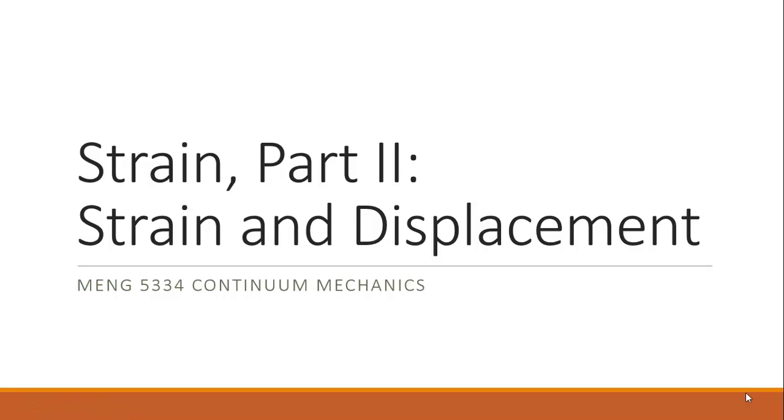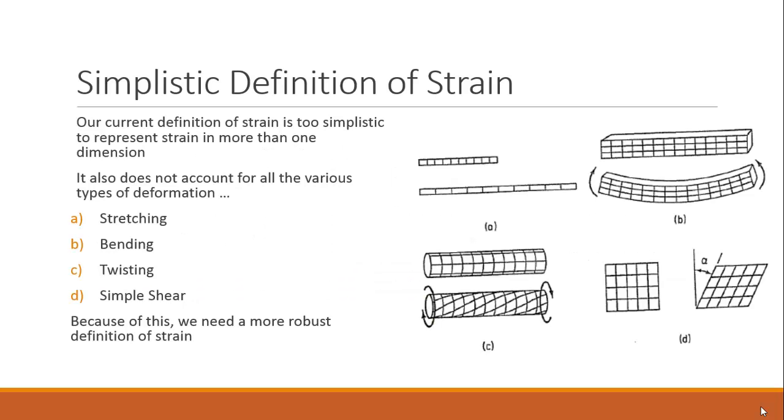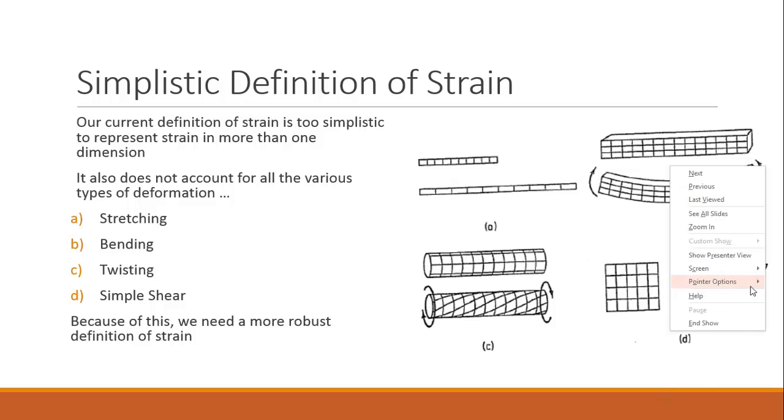Okay, for this lecture, continuing on with our topic of strain, we're going to look at strain and displacement. Now, in your previous lecture, the handwritten notes that had audio with them, we derived some very simple expressions for strain based on original length and final length, and these were all one-dimensional. However, that definition of strain is too simplistic for many of the applications that we really have to deal with, especially to represent strain in more than one dimension.